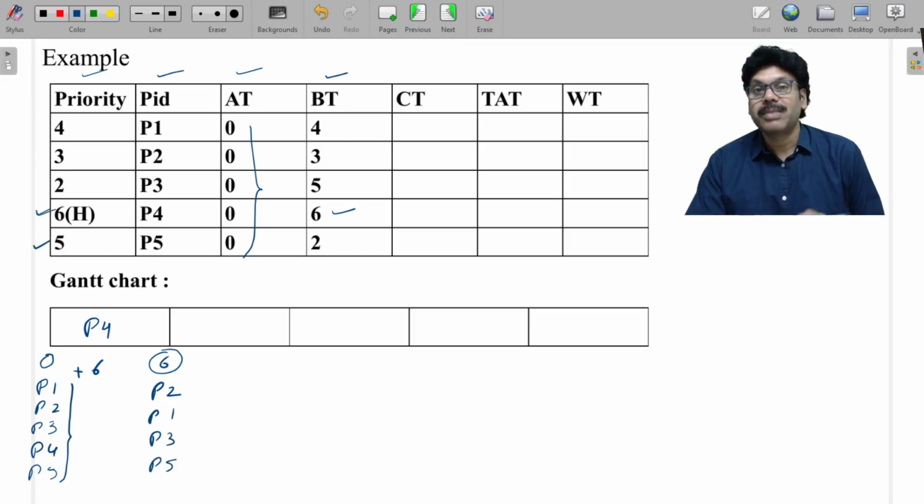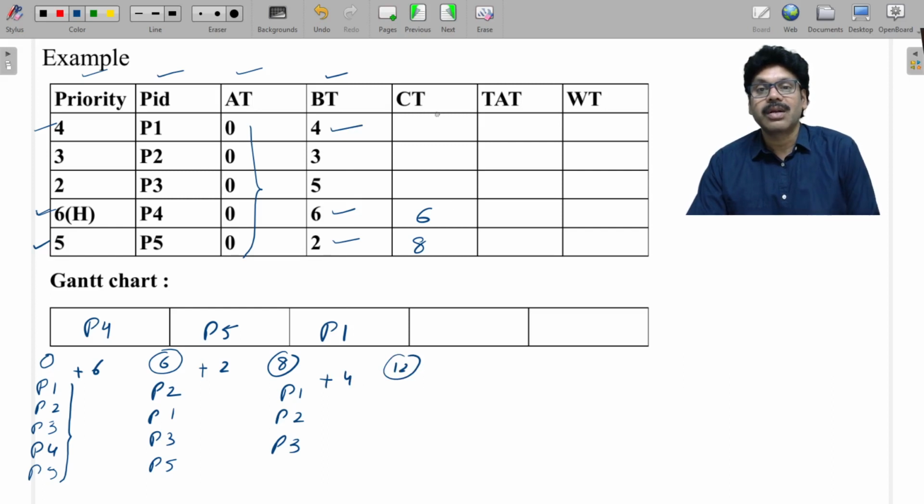So therefore, highest number gets highest priority. Therefore, P5 is executed. It is executed for 2 units of time. By 8, it completed. So P4 got completed at 6 and P5 got completed at 8. Now the rest of the processes are P1, P2 and P3. Among these three, P1 has got highest priority. So P1 is executed for 4 units of time and by 12 it also got completed.